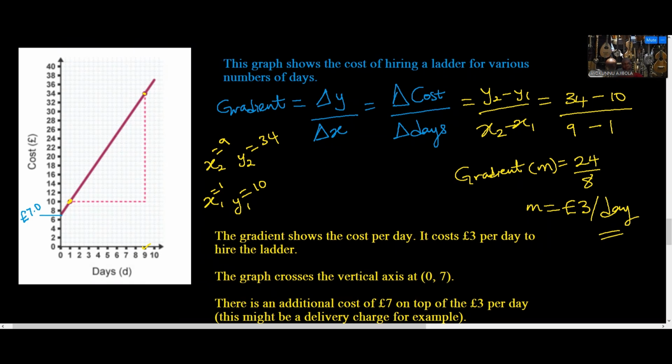So this shows that there is an additional cost of 7 pounds on top of the 3 pounds per day. This might be a delivery charge or something. So that means the cost is the number of days times 3, then plus the 7. So that is the interpretation of this graph. Is that clear? So I'm going to give you some time to put this down.